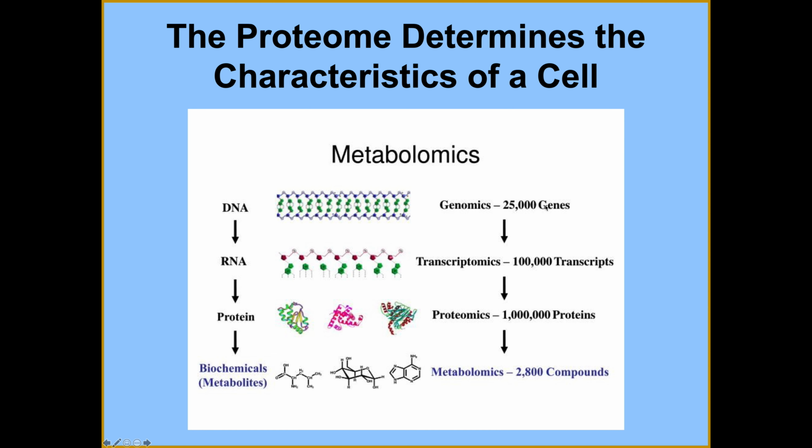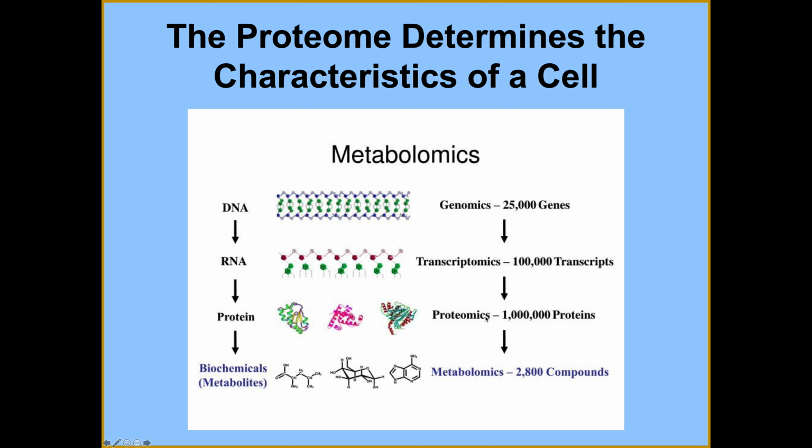So from 25,000 different genes, we can have upwards of about 100,000 different transcripts. We'll get into that in another unit. From 100,000 different transcripts, these go out and meet ribosomes, right? We've gone from DNA to RNA, and with ribosomes, we're going to make proteins. And when we make all these proteins, that's our proteome.